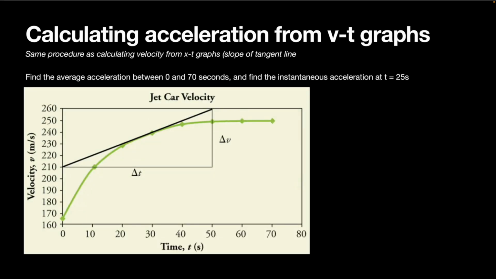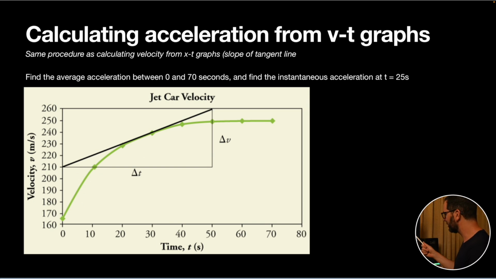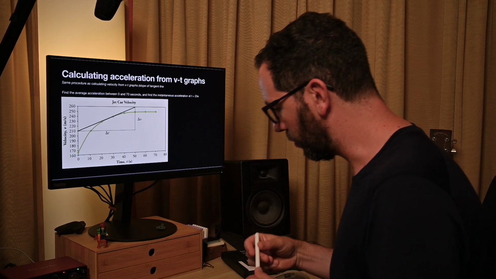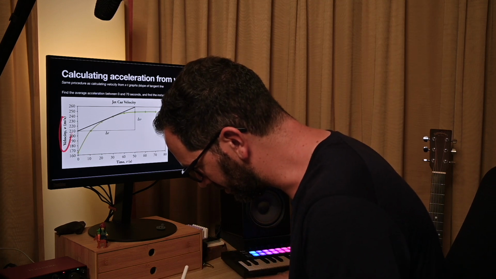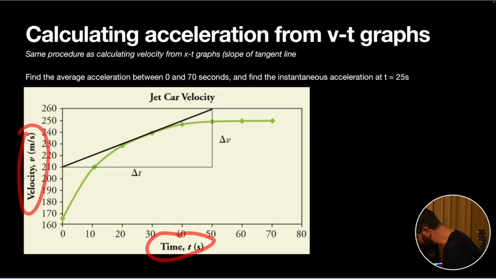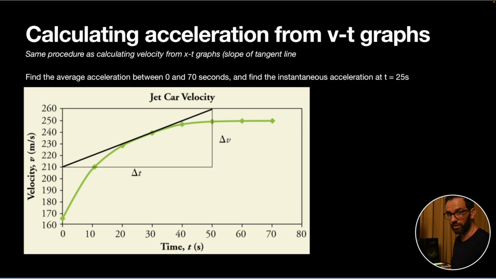Right, so we've got a bit of an idea of how that works. Now before we move on, let's do an example of calculating some accelerations from velocity time graphs. So remember, when we see a graph, just look at the labels, see what kind of graph we're dealing with. Is it a velocity time graph with velocity and time? Or is it a position time graph, which is quite a different thing?